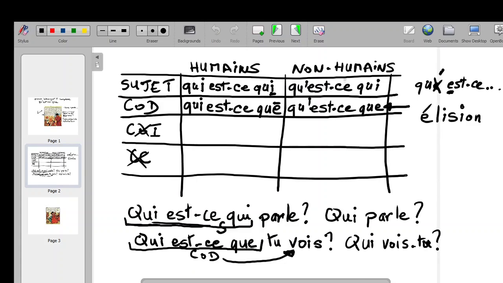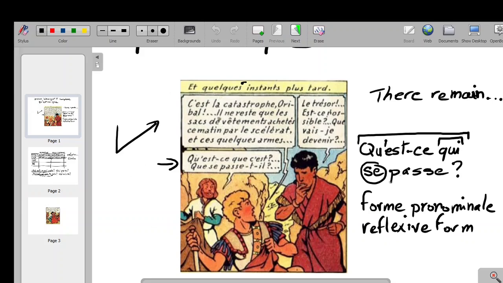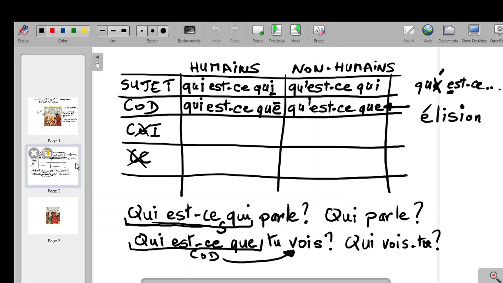Okay, so I forgot to give an example for this. So I just did one: qu'est-ce qui se passe, when the qu'est-ce qui is the subject of the verb. And I didn't do the one when it's qu'est-ce que. I'm going to put it here. So, an example of this one.